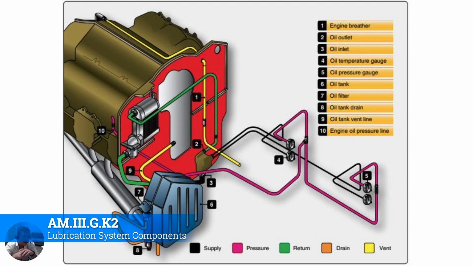You could have another scenario. I worked on an aircraft here recently that had an actual plug, like on a car, so this is going to look different wherever you go. But essentially, every engine oil tank is going to have some sort of drain for you to get after. Then you have the oil tank vent line at position number 9. And then you have the engine oil pressure line.